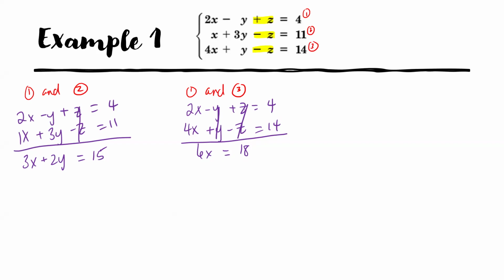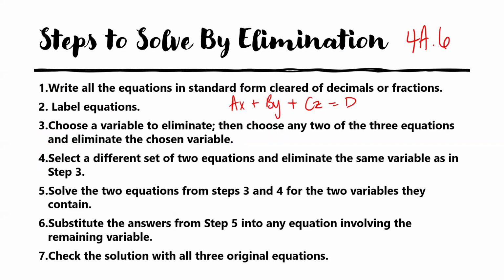Okay. So that's what that third step is describing. Can I go back to the steps really quick? So when it says choose a variable to eliminate, then choose any of the three equations and eliminate the chosen variable. Okay. So we did that. We did 3 and 4. We chose our two equations. We eliminated. All right. That's what 3 and 4 means. How do we feel about 3 and 4 now? Doable? Okay. We've chosen. Now we're going to solve the two equations from steps 2 and 3 and 4.